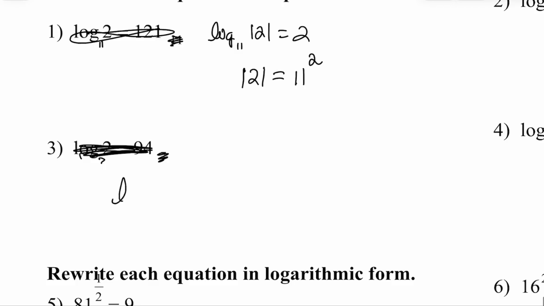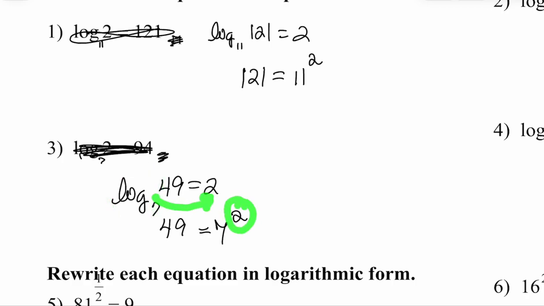Okay, let's rewrite this: the log base 7 of 49 equals 2. So our base is 7, our number is 49, our power is 2. So take off the logarithm, write your number, 49, then write your base 7 to a power of 2. Okay, so take off the logarithm, put a base 7 on the other side, our power is 2.